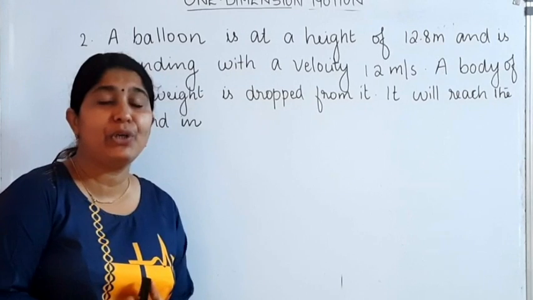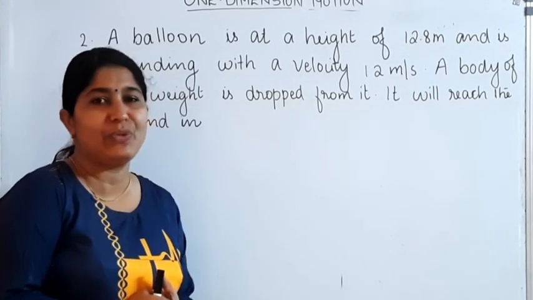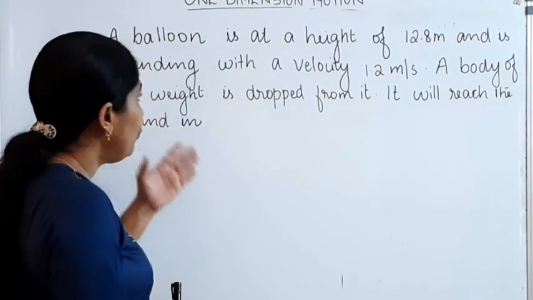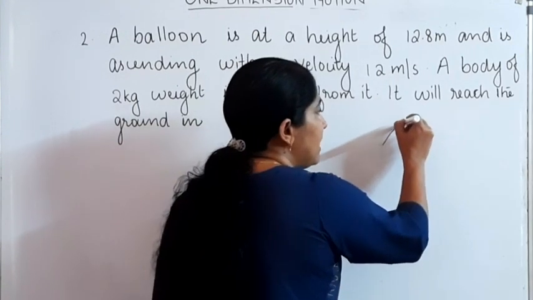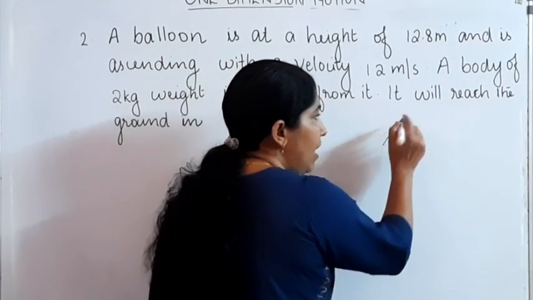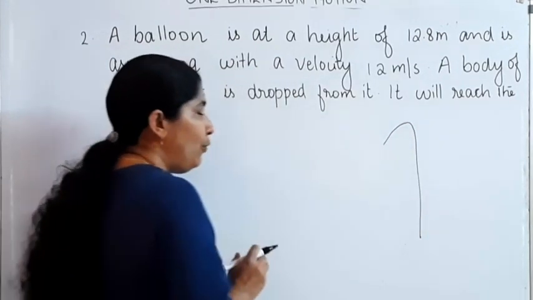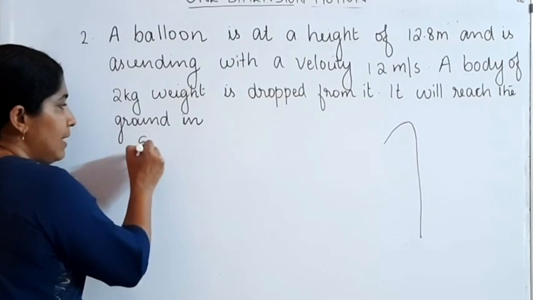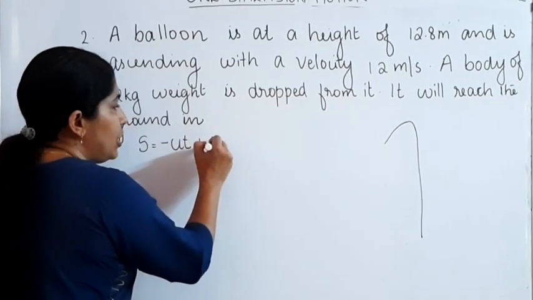Here also we want to find out the time. This question is just similar to the first question. What about the path of the body? The path of the body is just like this. The detached body first ascends because of inertia and then descends. In this type of question, we can use the same formula, S is equal to minus ut plus half gt square.